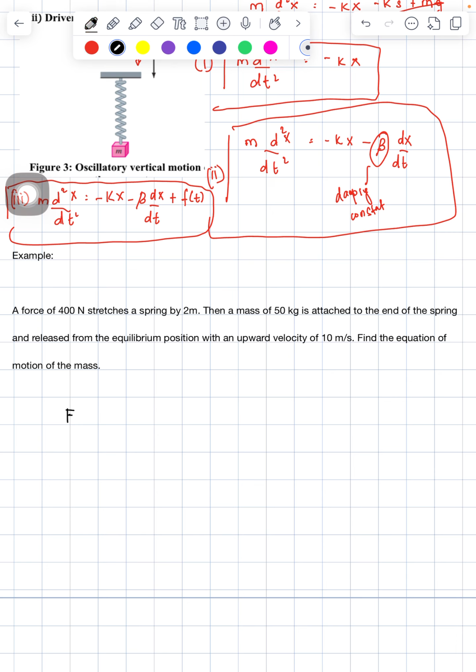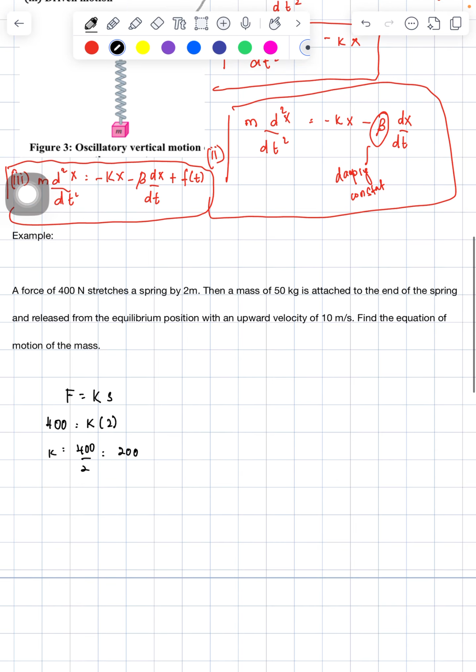Okay, F equals Ks. Our force is 400 Newton, and K, the spring constant, we don't know, so K. S is the elongation, so our S is 2 meters. So our K is 400 divided by 2 equals 200. So our spring constant is 200.